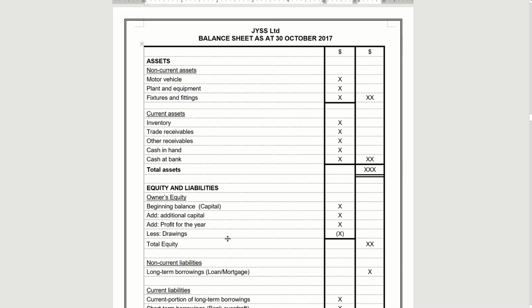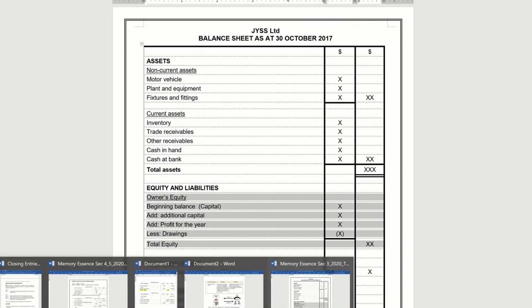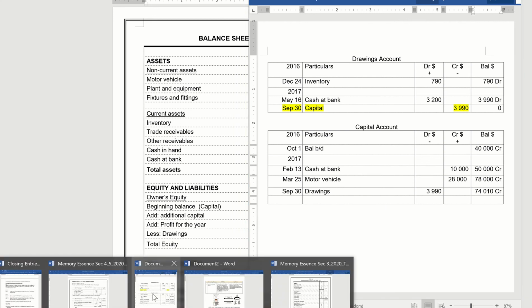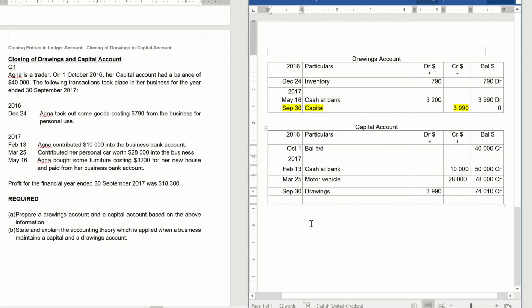In your balance sheet, profit for the year is actually added to your owner's equity. You can make use of this to help you remember, to help you prepare your capital account. So profit should be added to your capital account. So when do we add it in? Same date, September 30th, the last day of the accounting period. Profit will be added to your capital. You name it as your profit and loss.